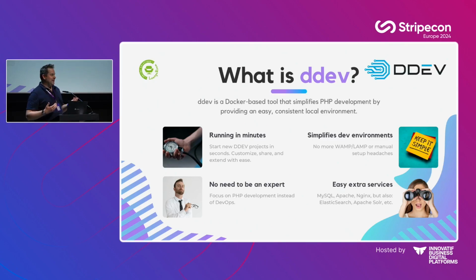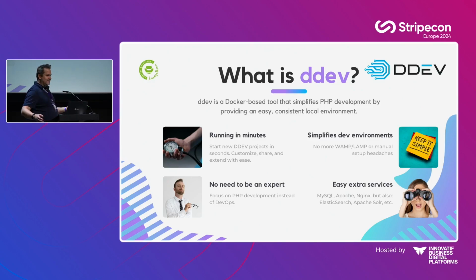What is DDev? I asked ChatGPT to give me a one-liner description of DDev, and it came up with: DDev is a Docker-based tool that simplifies PHP development by providing an easy local environment. Well, that's true. What does that mean? It's running in minutes. After the install of Docker and DDev on your machine, every PHP project is running in minutes. And you don't need to be an expert. That's my disclaimer. I'm no expert in server management, but I'm an expert in PHP development. So you can focus on what matters: your development.